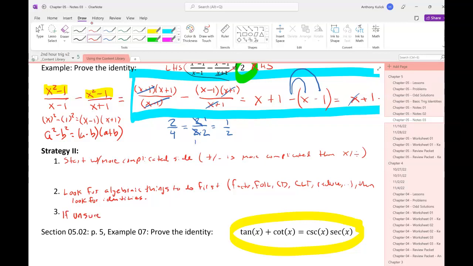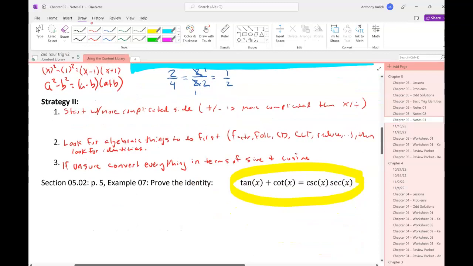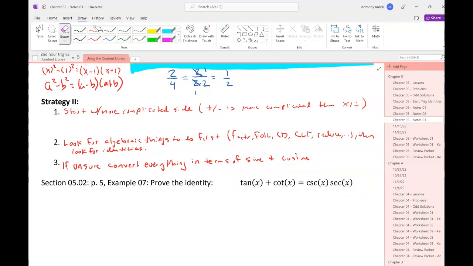And then the third point here, if we're unsure, is to convert everything in terms of sine and cosine. So that would be our last thing to do. If we're stuck, we're not sure what to do identity-wise, typically converting everything in terms of sine and cosine isn't a bad choice. It may not always be the best one, but it usually is never a bad one.